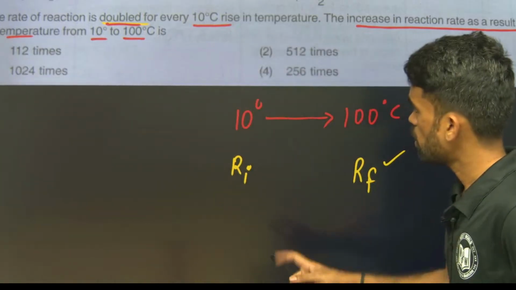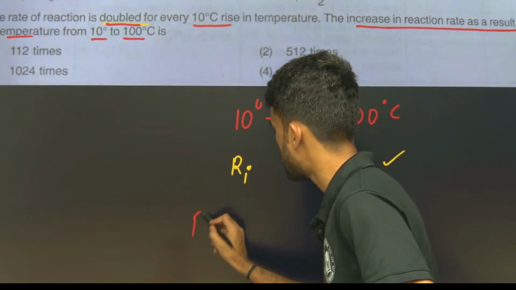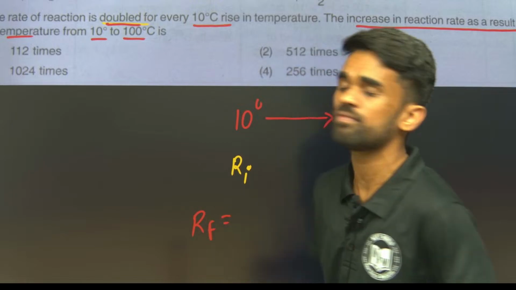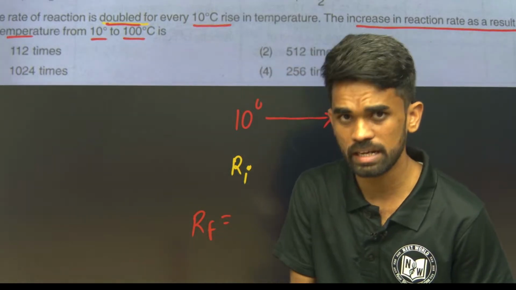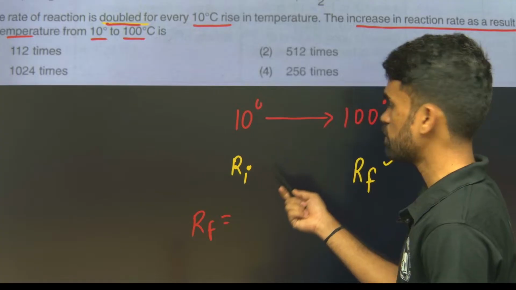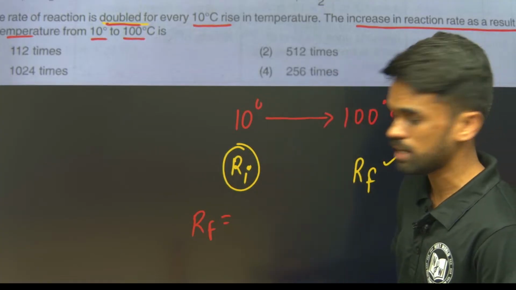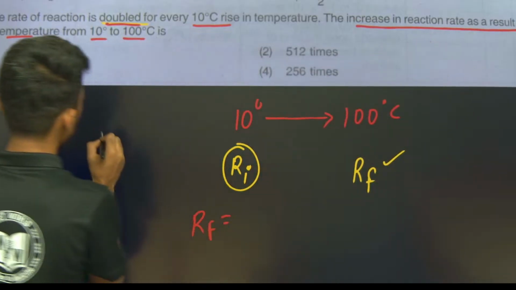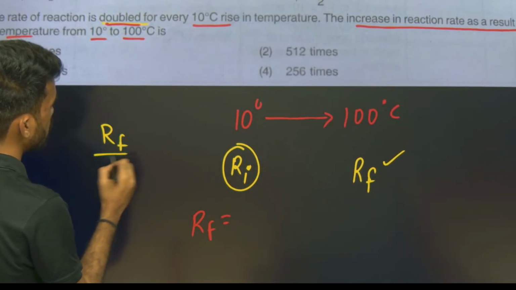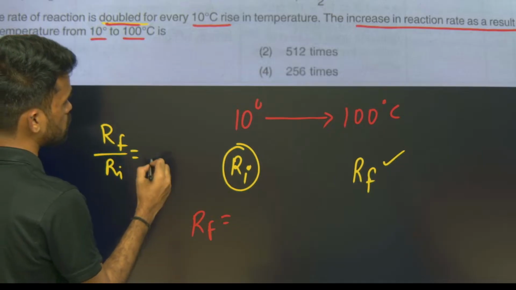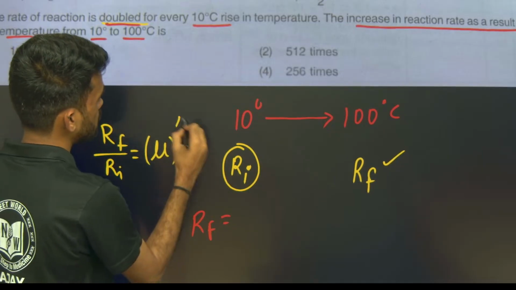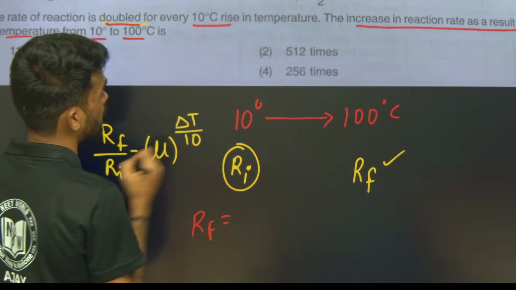So I am saying here I want R final. It means how many times the rate of reaction increases when we compare with the initial rate when we increase the temperature. So take this formula: R final by R initial will be equal to mu to the power delta T by 10 degrees. Why am I taking it like this?